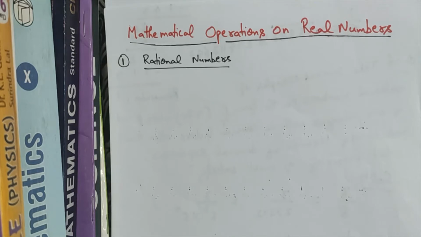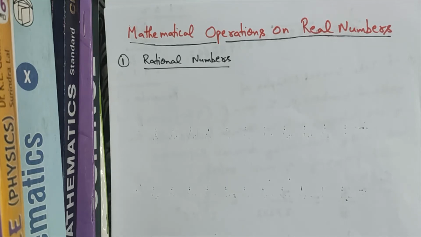Rational numbers exhibit the closure property, which means when a rational number is added to another rational number, it will give a rational number only. Similarly, rational number minus rational number, rational number multiplied by rational number, and rational number divided by rational number, all will be equal to a rational number.